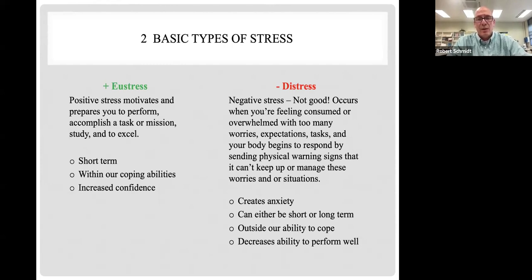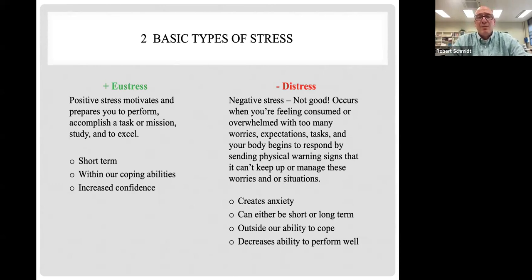And teachers out there, you know your kids, 20, 25 kids in a classroom, you have a good idea of the noticeable changes or differences during the course of a year. Once you get through that first month, you have a good sense of that homeostasis in that child, of how they normally function. And you can usually pick up offsets of that, when they're not doing well, having a bad day, overstressed, or excited about an accomplishment. But distress occurs when our students are feeling consumed or overwhelmed with too many worries, expectations, tasks.